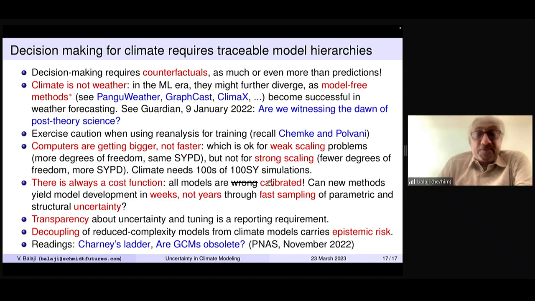You all heard the phrase, all models are wrong, some are useful, but I also want to point out all models are calibrated. What the machine learning era brings is that you can use calibration and do it very quickly. You can do fast sampling of uncertainty using emulators. We need to be very transparent about uncertainty and tuning. I think that's a reporting requirement in order for our models to be useful downstream by other models. So I'll stop here. Thank you.